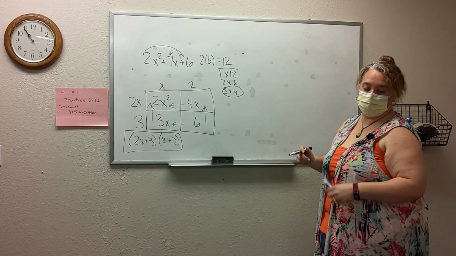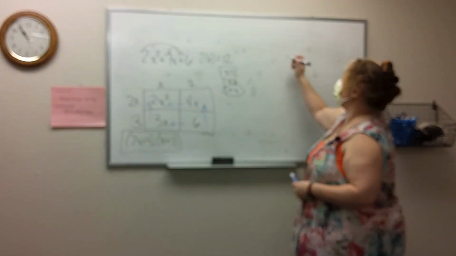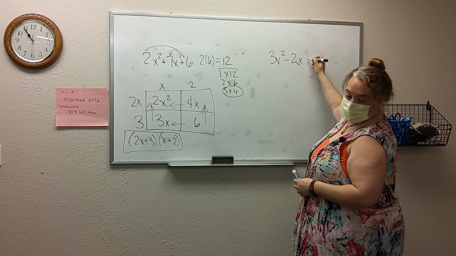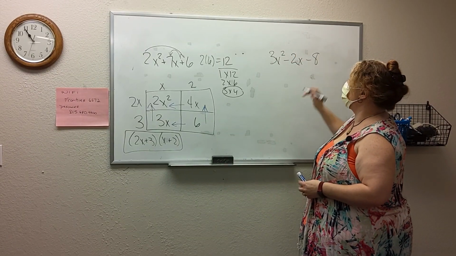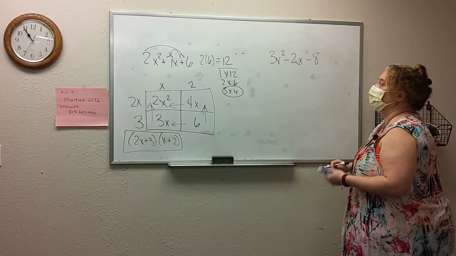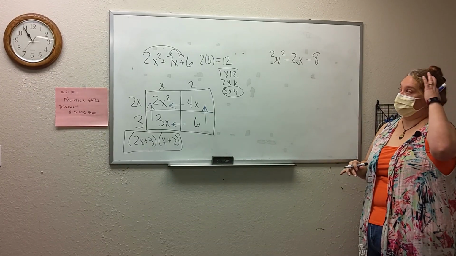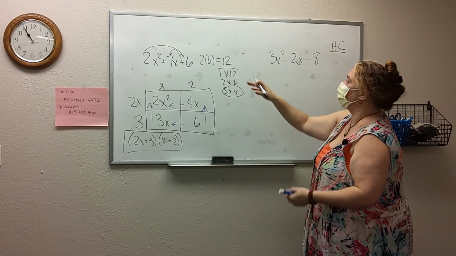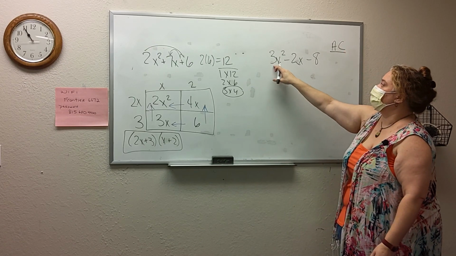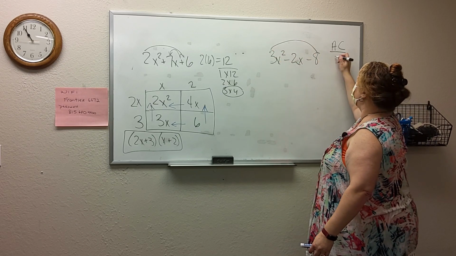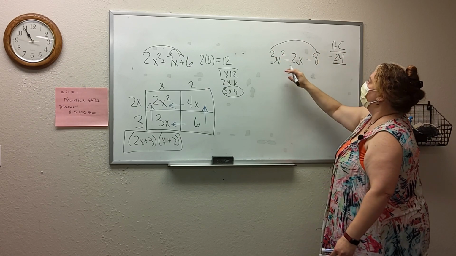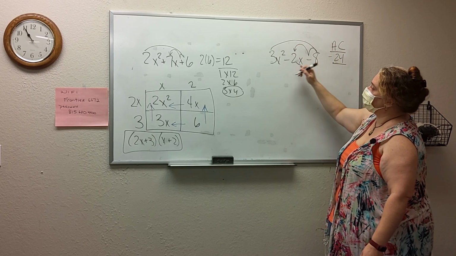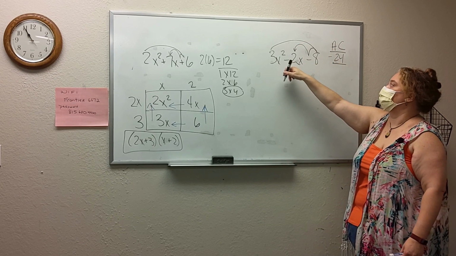Okay, example 2, 3x squared minus 2x minus 8. So this one we're going to do what's called the AC method. This is the method I did before when we did the extraneous problems. So AC method, again, starts off the same way as the box method. I'm going to do A times C. So A times C is 3 times negative 8. That gives me negative 24. And then work right to left. So I'm looking for factors of negative 24 that subtract to give me negative 2x.